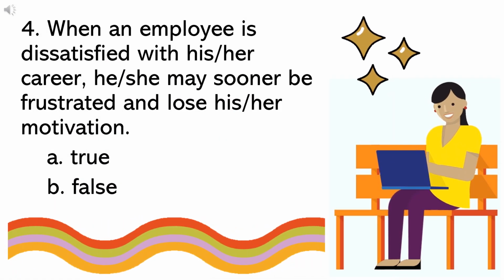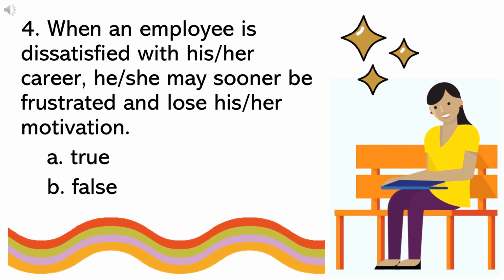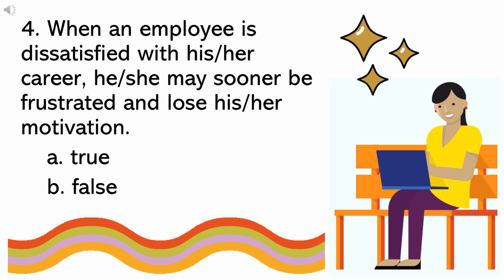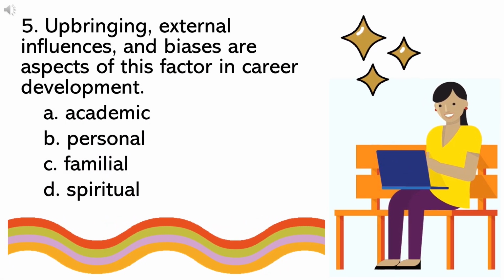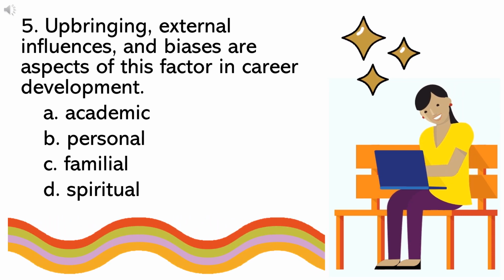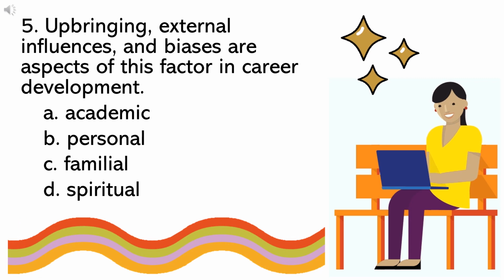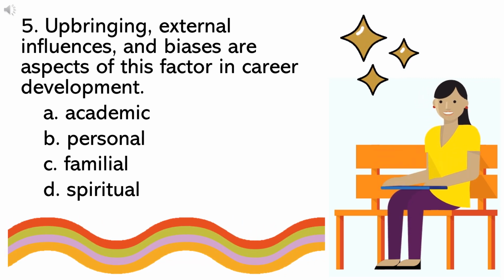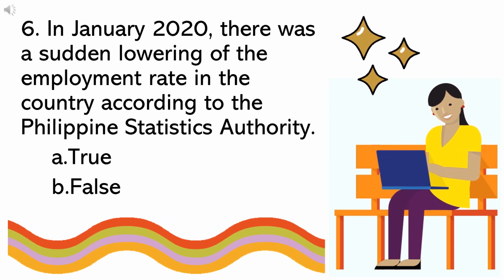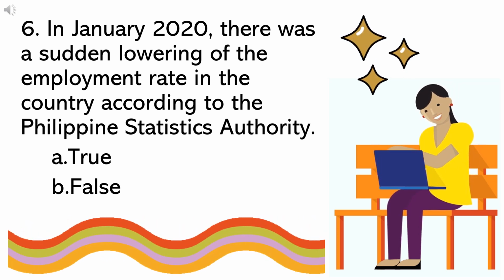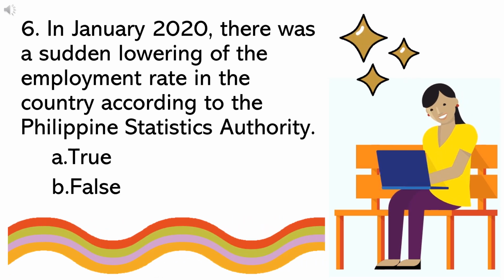4. When an employee is dissatisfied with his or her career, he or she may sooner be frustrated and lose his/her motivation. A. True, B. False. 5. Upbringing, external influences, and biases are aspects of this factor in career development. A. Academic, B. Personal, C. Familial, D. Spiritual. 6. In January 2020, there was a sudden lowering in the employment rate in the country according to the Philippine Statistics Authority. A. True, B. False.